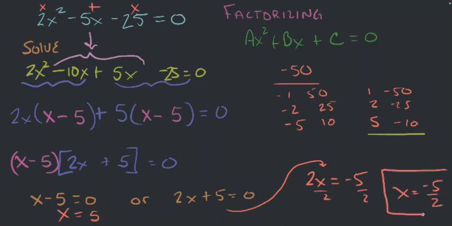So two answers to this problem, just like the other ones. One of the answers is going to be x equals 5, and the other answer is going to be x equals negative 5 over 2. And again, it's worth your time to take this and plug it into both of those places and see that it produces a 0, and take this 5 and plug it into both of those places and see that it produces a 0.